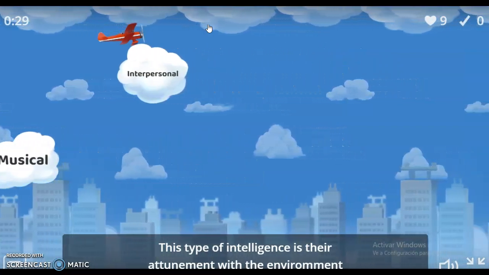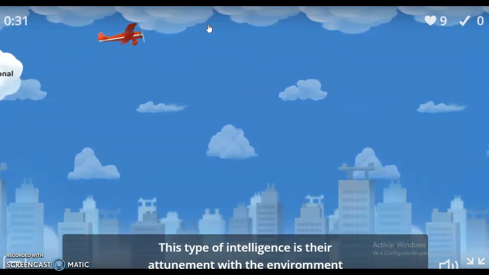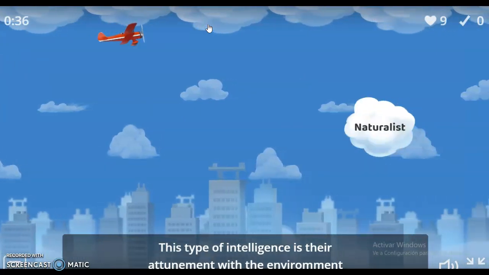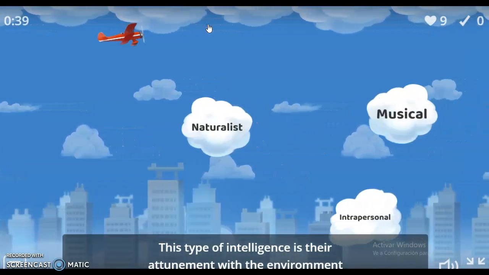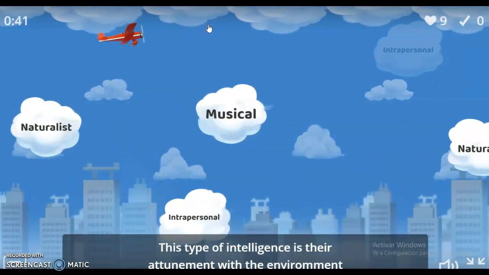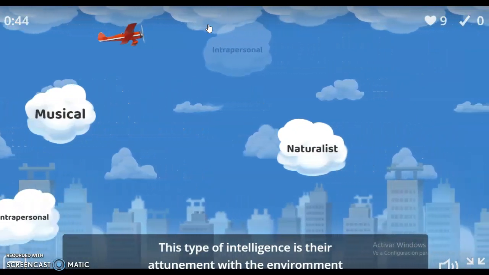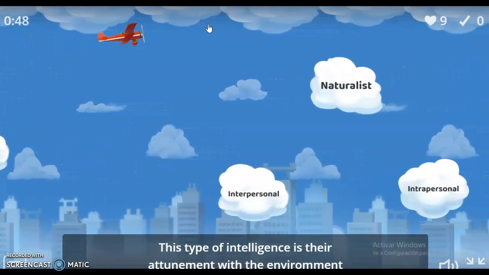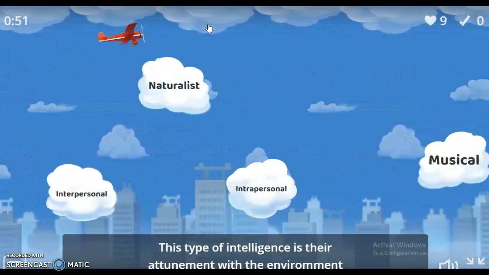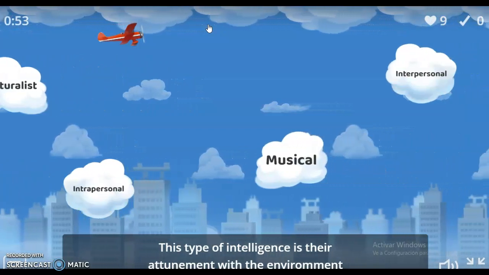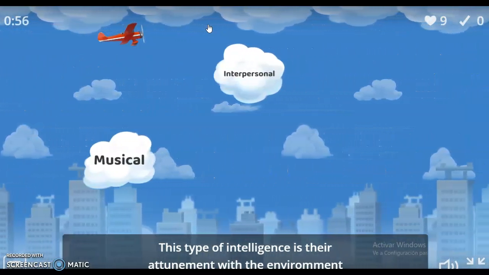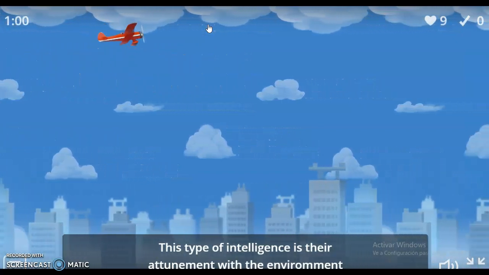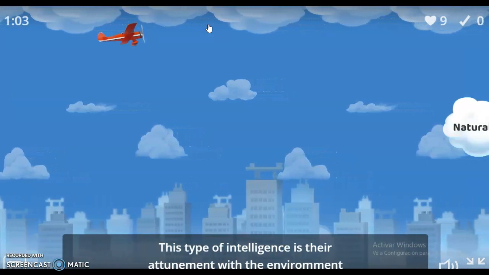This type of intelligence is attunement with the environment: rocks, clouds, or rock formations, species such as animals and plants, their understanding and skill level with all of that. They may be scientists such as zoologists, geologists, biologists, gardeners, farmers, landscapers.